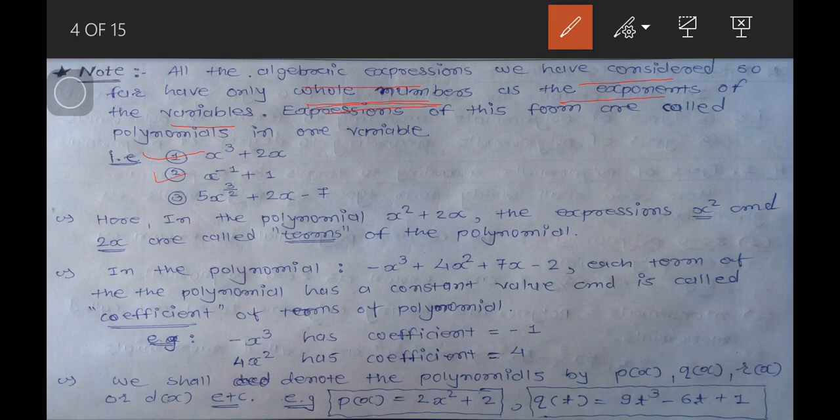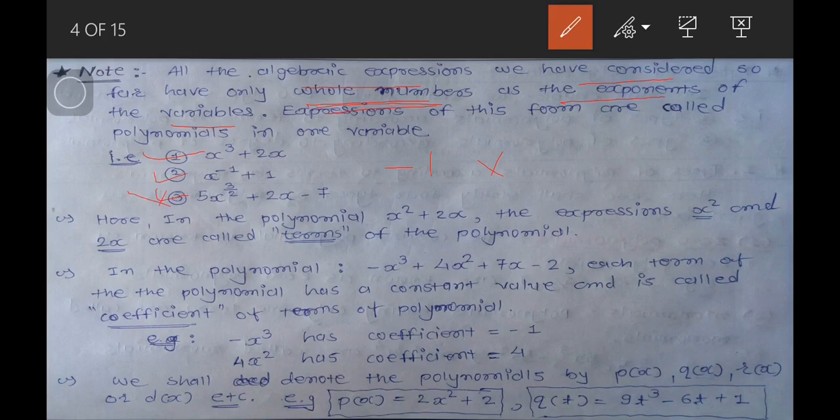Then another example, x raised to minus 1 plus 1. Here minus 1 is not a whole number, so we cannot say that this algebraic expression is a polynomial. Another example, 5x raised to 3 by 2 plus 2x minus 7. Here also the exponent of x is not a whole number, so we cannot say that the given example is a polynomial.